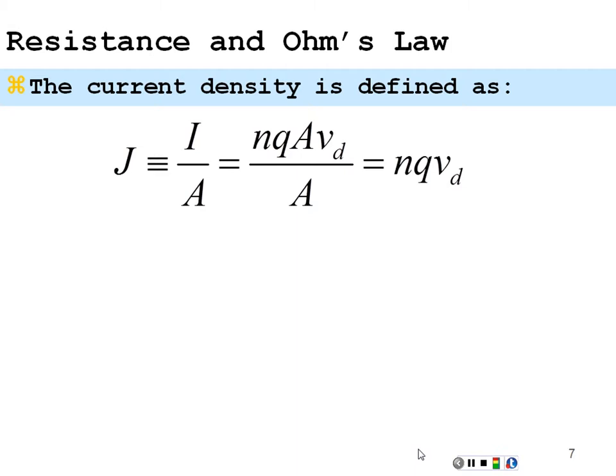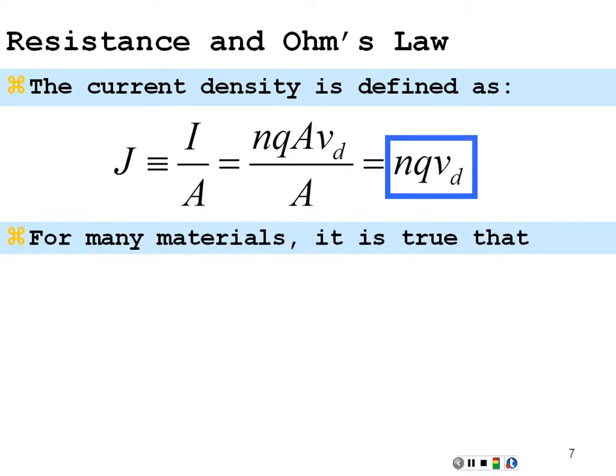The current density in a wire is defined as the current per cross-sectional area of the wire. Taking our current from what we just defined, nQ times area times drift velocity, divided by the area, we have that the current density is the number of carriers per volume for that material times the charge per carrier times its drift velocity.